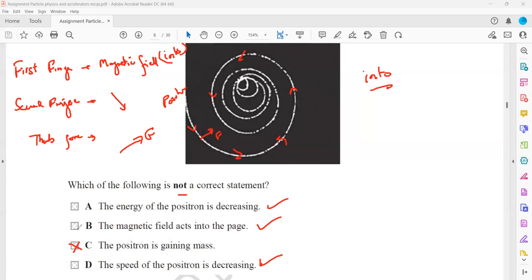But in this case, what happened? As the positron enters the track detector, it collides with the particles inside and loses energy, so it slows down. When we apply the rule for the magnetic field, the speed of the positron and the energy of the positron are also decreasing. So option C will be the right answer.